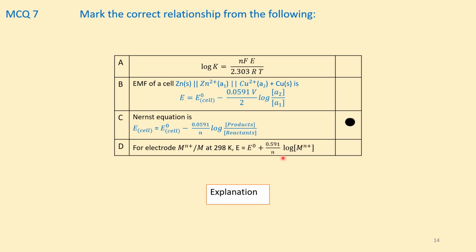You have to remember the formula and mark that the correct Nernst equation is given by E cell is equal to E naught cell minus 0.0591 divided by n log of products divided by reactants.